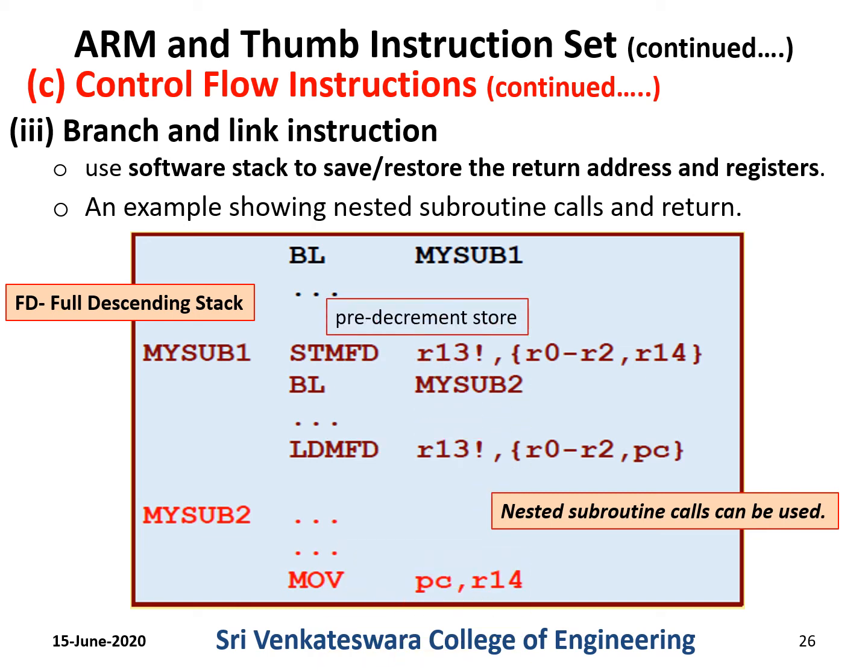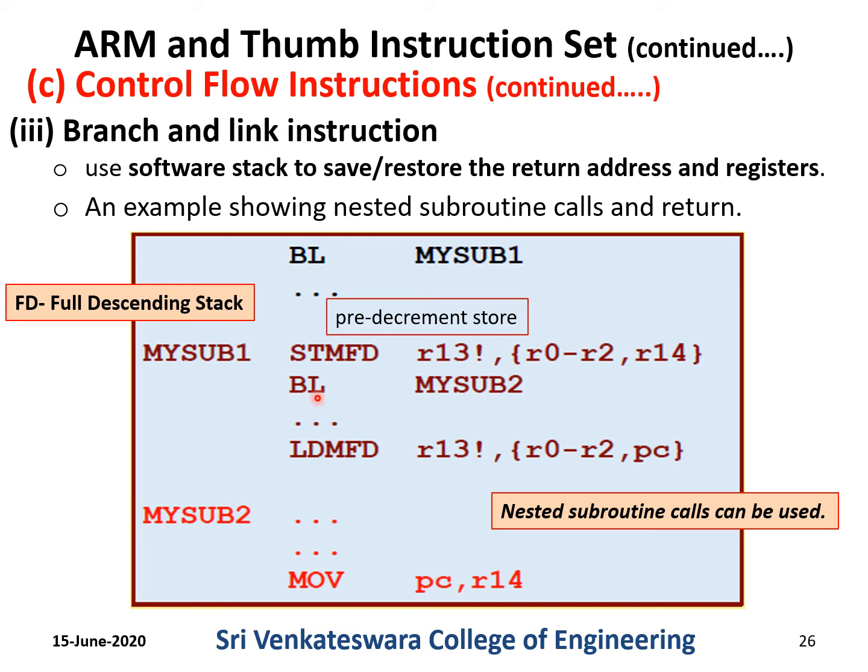So STMFD is a pre-decrement store instruction, which means that first the R13 content, that is the address, is decremented, and then R0, R1, R2 followed by R14 are all stored into those memory locations pointed by R13.